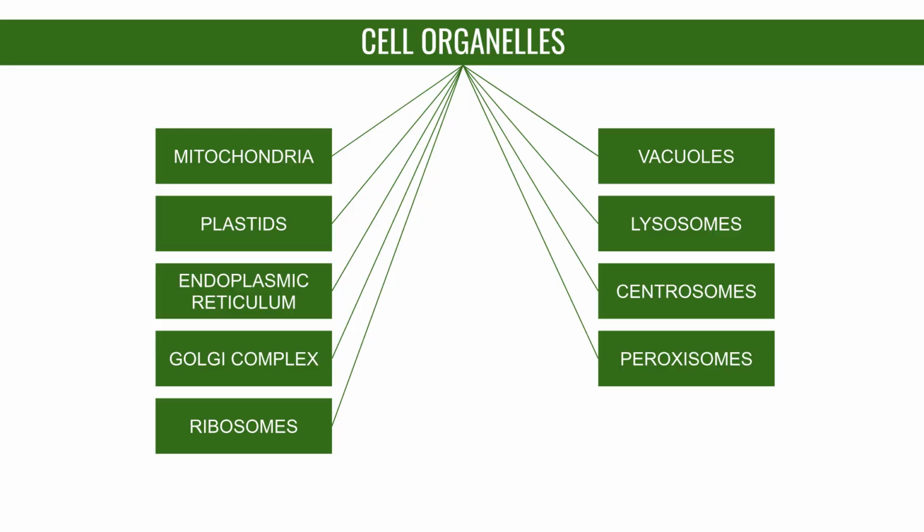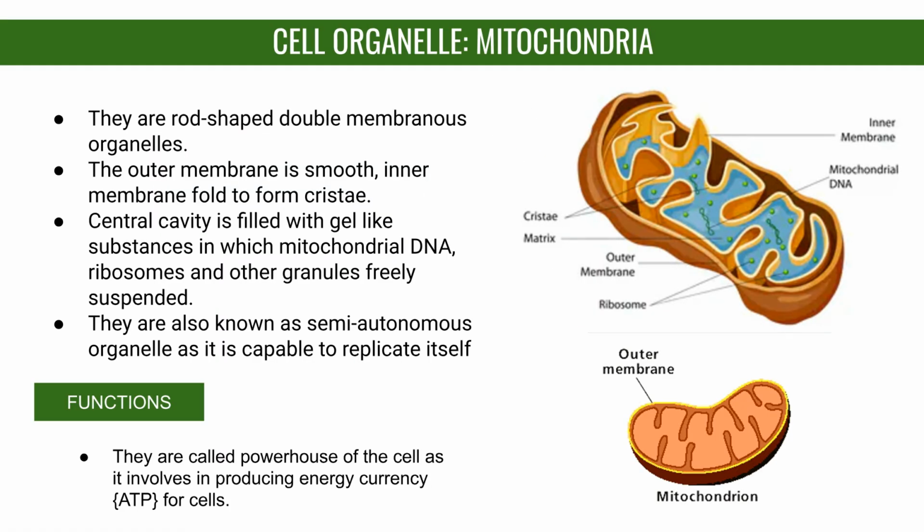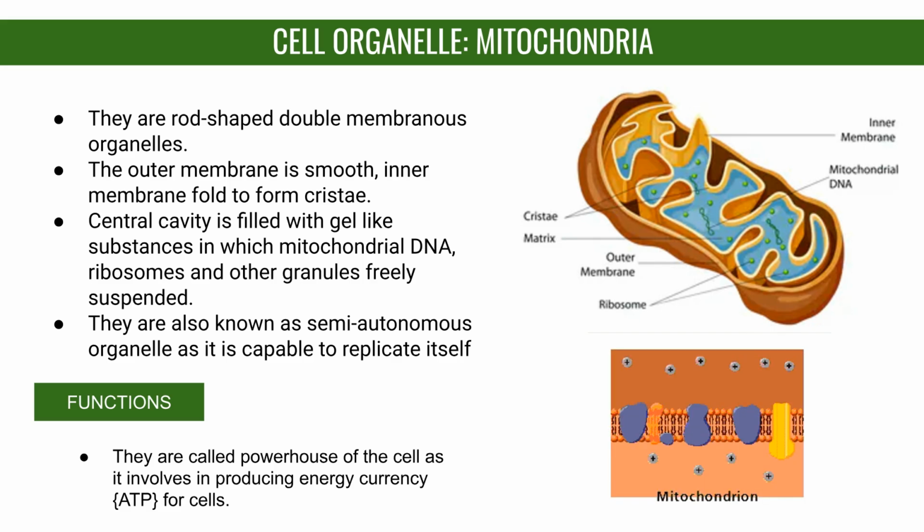We will now discuss the various cell organelles, including mitochondria, plastids, endoplasmic reticulum, Golgi complex, ribosomes, vacuoles, lysosomes, centrosomes, and peroxisomes. Mitochondria are rod-shaped, double-membranous organelles. The inner membrane folds into cristae. They contain their own DNA and ribosomes, classifying them as semi-autonomous organelles. Known as the powerhouse of the cell, their main function is producing ATP, the energy currency for cells.